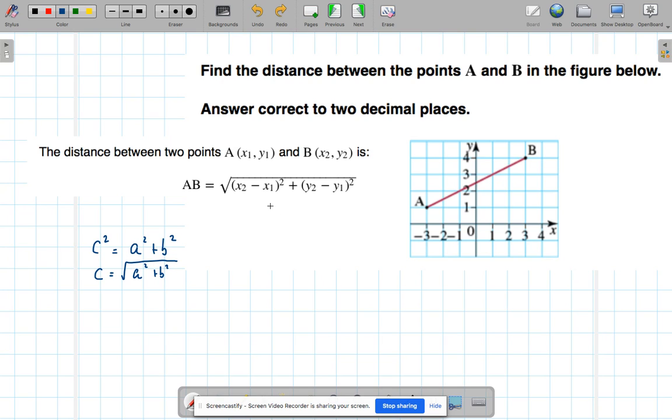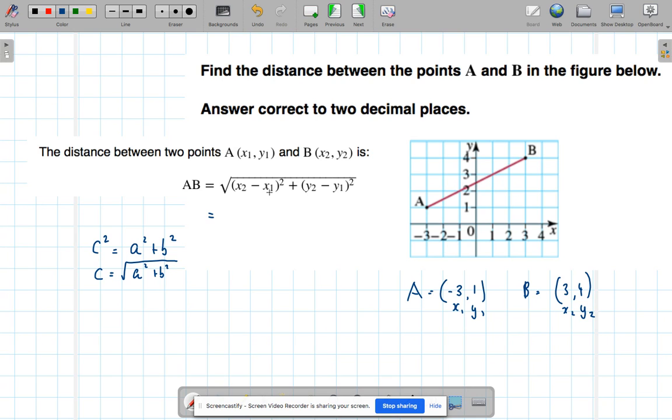And you can see the formula there, and you've got 2 points, x1, y1, and x2, y2. So I'm actually going to write down my 2 points that I've got here. So I'm going to label A here. So the point A is negative 3 on the x and 1 on the y. So x1 and y1. Point B, if you see it there, it's 3 on the x and 4 on the y. So it's 3, 4. That's x2 and y2.